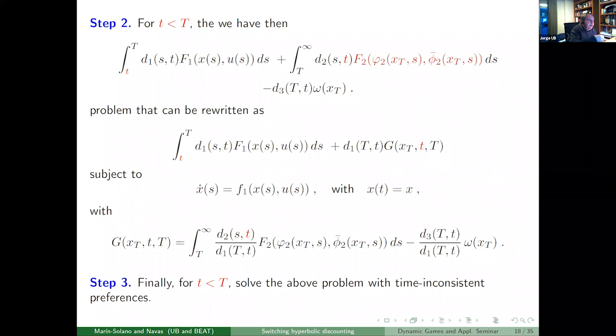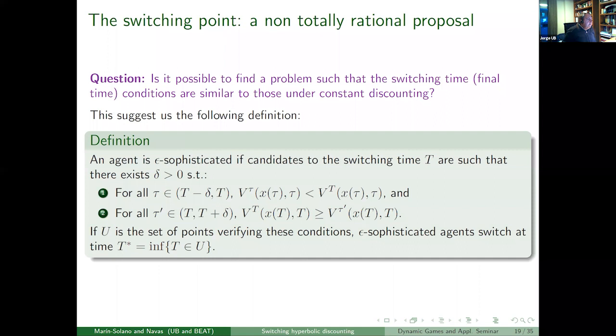If it's a problem with non-constant discounting, the corresponding one. This is a problem of the different discounting with the corresponding one. But we need an extra condition in order to characterize the optimal capital T, the optimal switching point. At this point, we ask the following question. Is it possible to find some kind of switching time or characterization such that the conditions were similar to the case for constant discounting?